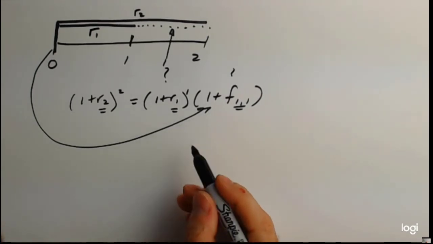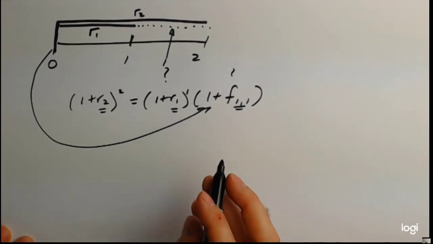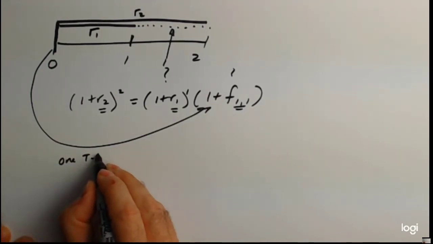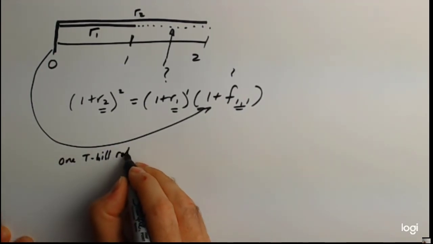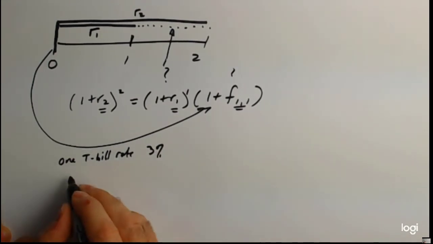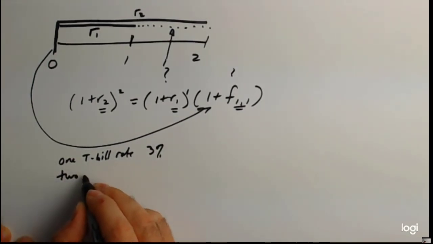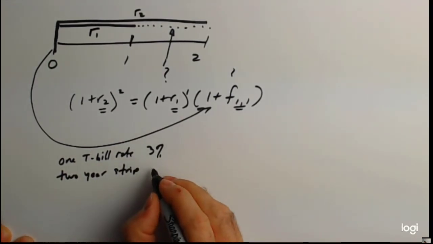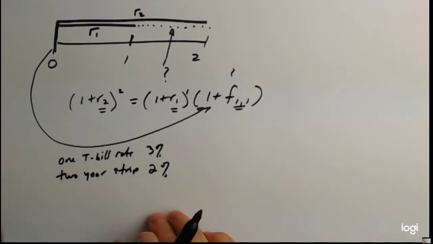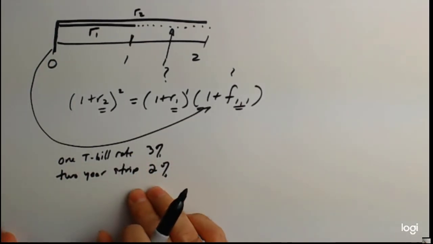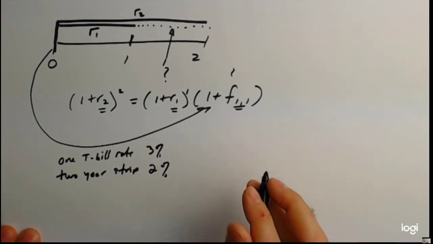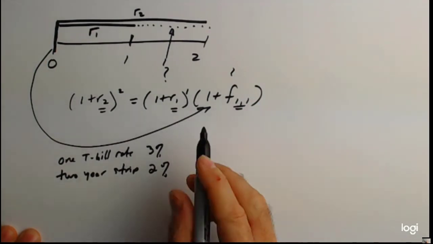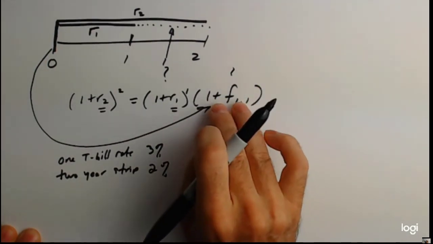And then what is this? Well, let's give an example so we can look at this and we can analyze it. So let's say we have a 1 year T-bill rate, and let's say it's 3%. And let's say we have a 2-year strip, and let's say that 2-year strip is 2%. Okay, these are both zeros, remember, so we're on firm footing at this point. And so what we want to do is let's look at it in terms of this math and try to figure out what this missing interest rate is.